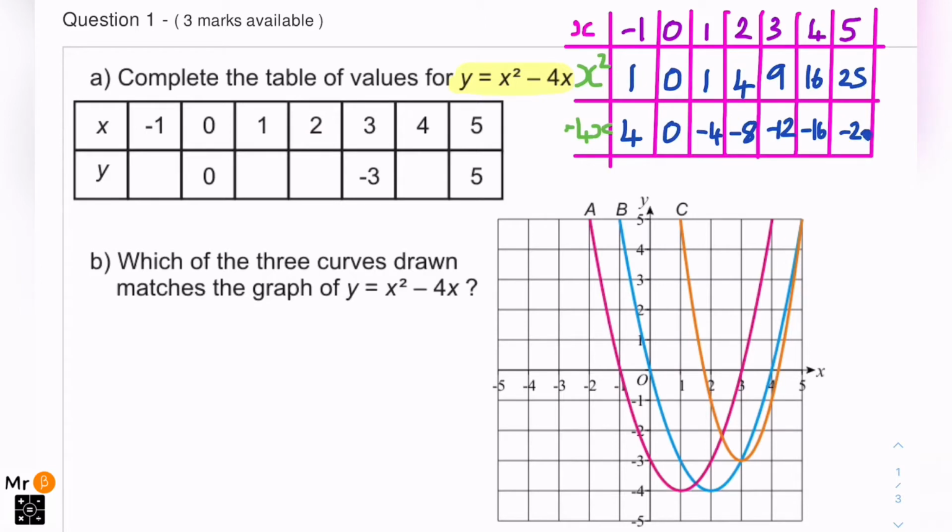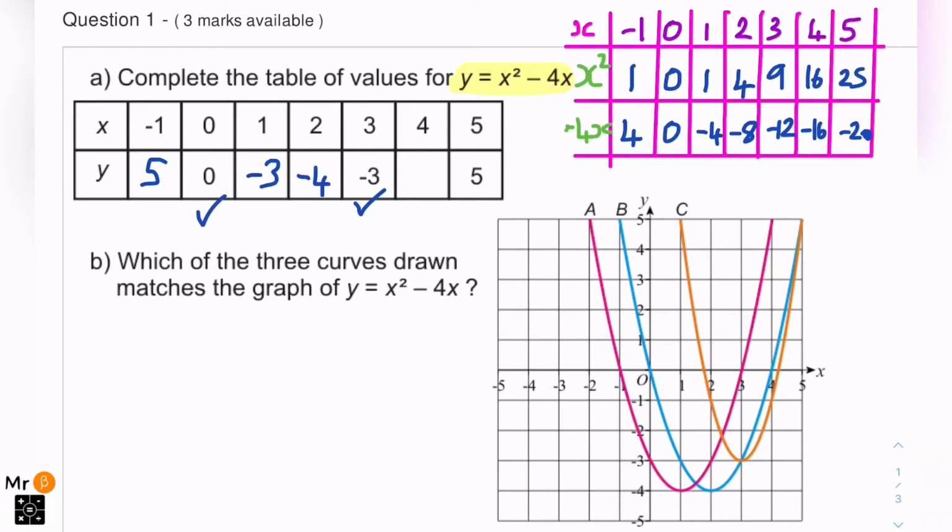So now I've worked out each of my parts, I need to combine them to find my y. So therefore I've got to do my x squared plus my negative 4x. So 1 plus 4 is 5. 0 plus 0 is 0, and that agrees with the answer they've got. 1 plus negative 4 is negative 3. 4 plus negative 8 is negative 4. 9 plus negative 12 is negative 3, and that agrees with the answer they've given.